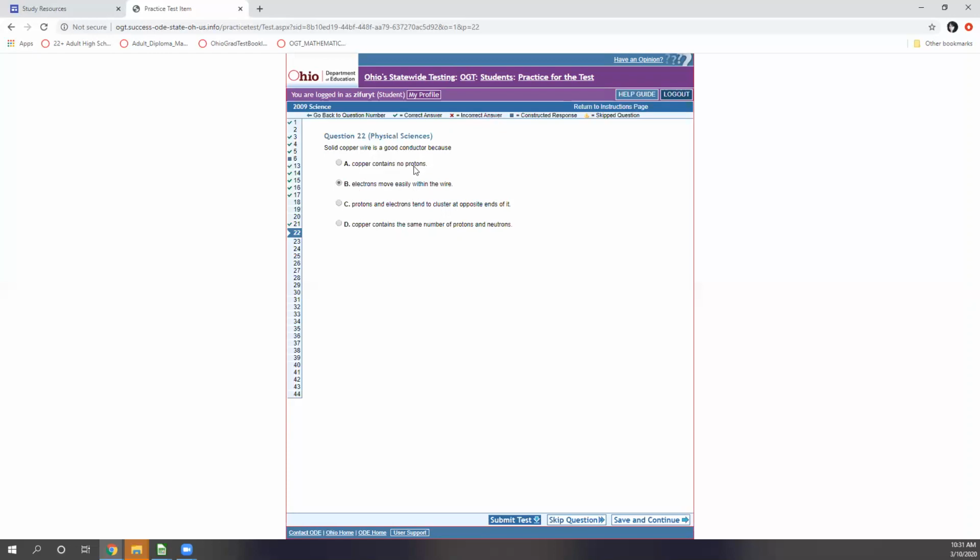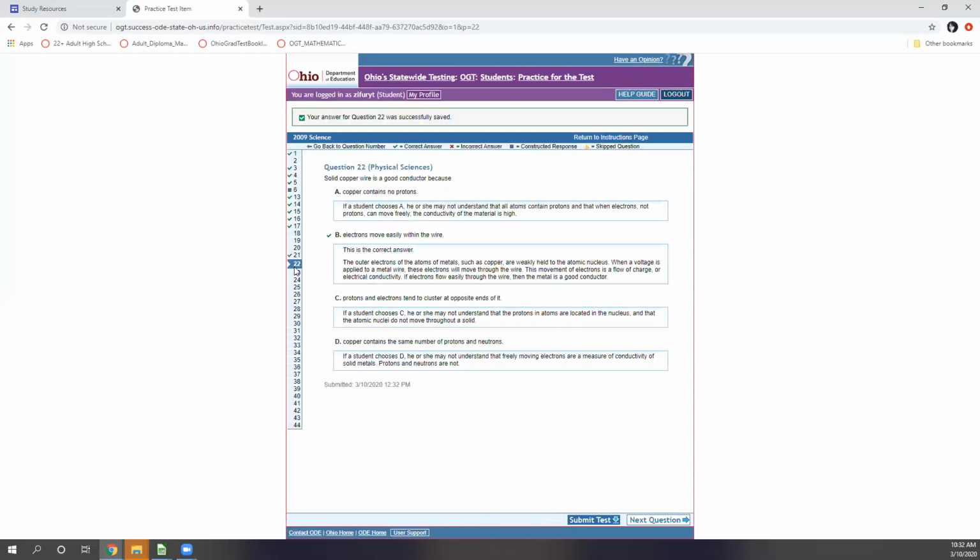Everything has protons. You know that's not an answer. That's your throwaway. Everything has protons. If you remember the periodic table, the protons are that number right up above the element symbol. Protons and electrons tend to cluster at opposite ends. That doesn't even make sense because protons attract electrons. They're what holds the atoms together. Copper contains the same number of protons and neutrons. Well, if that's true, it's doing nothing, right? It's absolutely a paralyzing answer. The answer is B. All right, we're going to stop here.